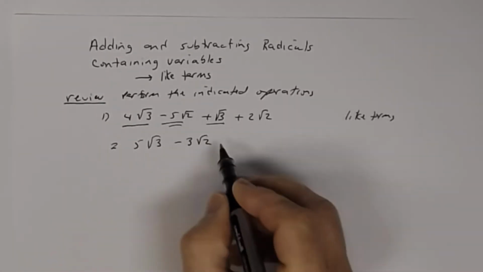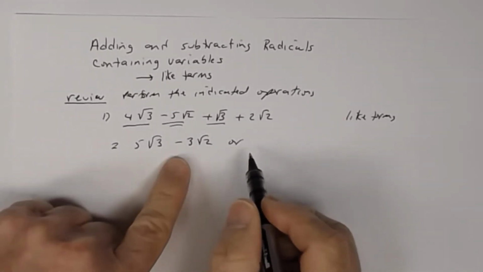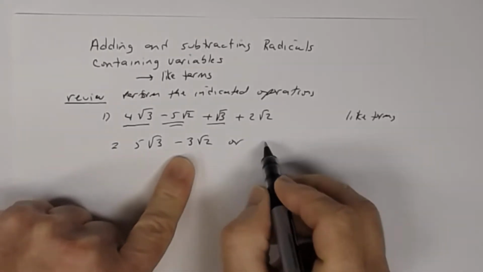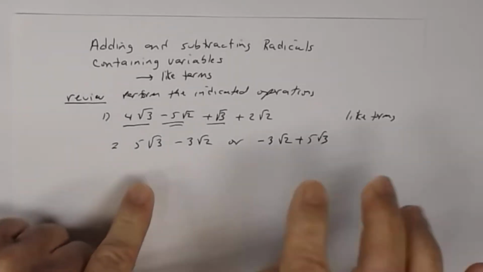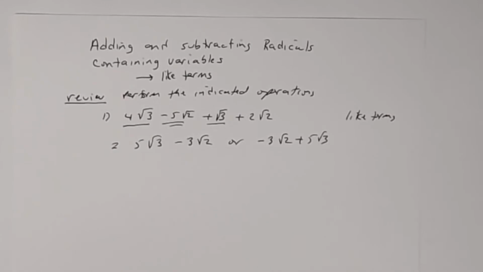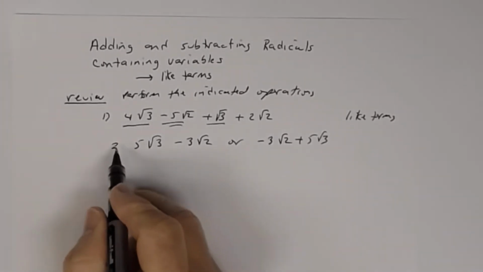Now, if you want to, you can also remember addition is commutative. So if you want to, you can put the square root of 2 first. So you'd say negative 3 square root of 2 plus 5 square root of 3. So those are equivalent expressions. All right, so that's what we mean by like terms in previous lessons.